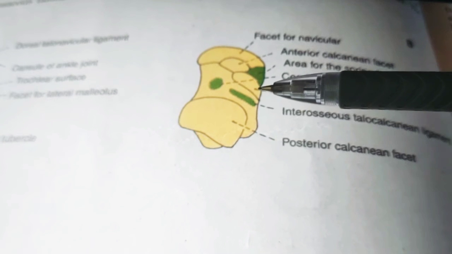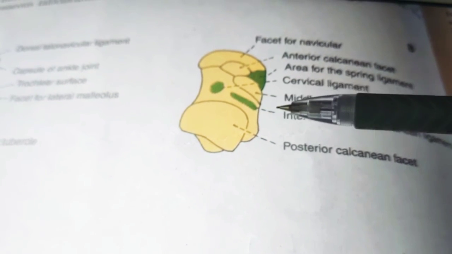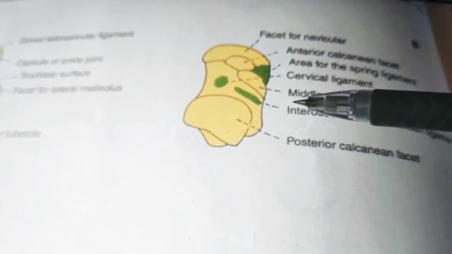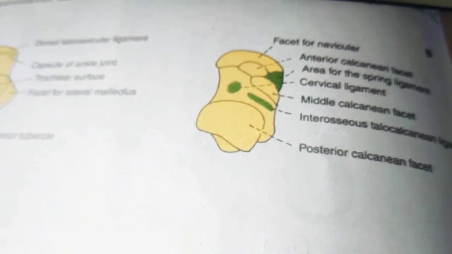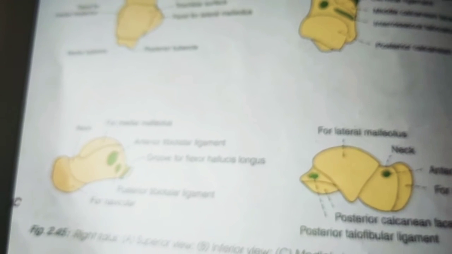You can see the interosseous talocalcaneal ligament. This is on the inferior surface, okay, and also the cervical ligaments which are mainly getting attached. And also the lateral part of the neck, so this is the lateral part of the neck, gives attachment to the anterior talofibular ligament. This is the anterior talofibular ligament. So these are all the different ligaments we have discussed which are attached to the neck part.